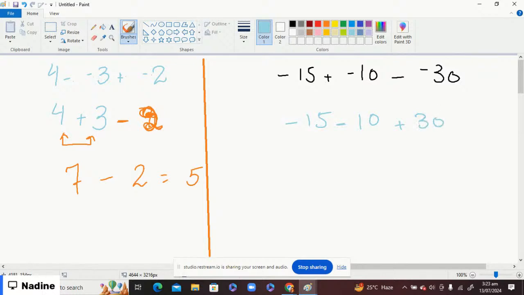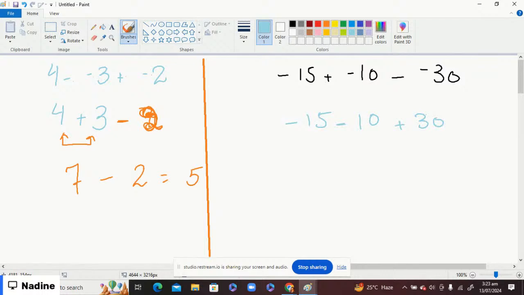I already explained, if there are two plus signs, it means that it's addition. If there is one plus and one minus sign, it means that it's always subtraction. But if there are two minus signs, it means that it's addition again.